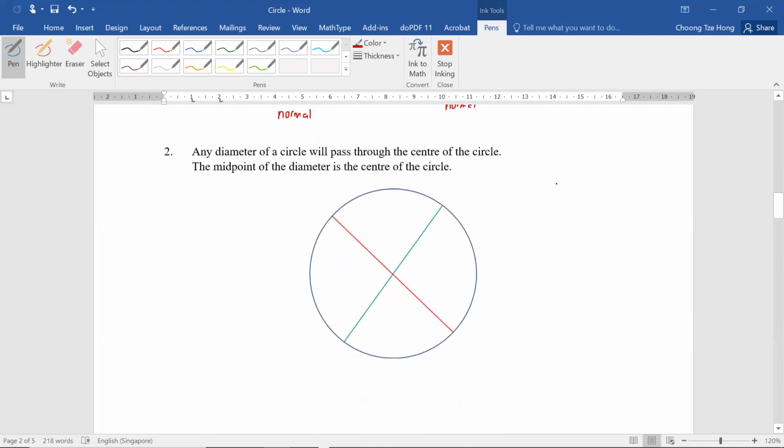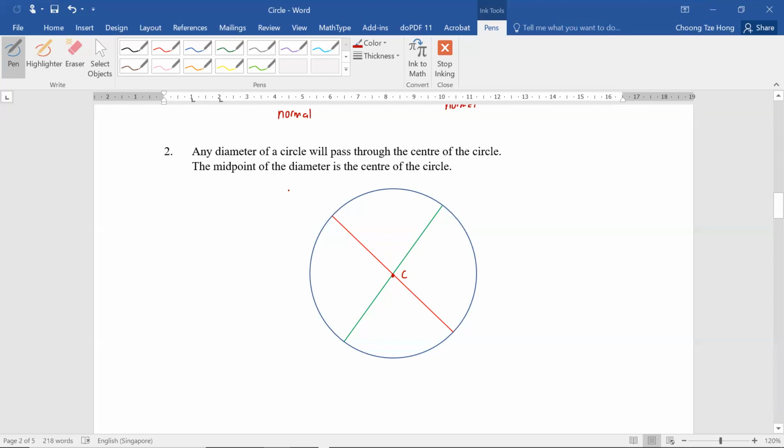So let's take a look at the second useful property. Any diameter of a circle will pass through the center of a circle, and the midpoint of the diameter is the center of the circle. So let's say this red line and this green line are diameters of a circle. Then they will definitely pass through the center of the circle. If it doesn't pass through the center, then it's not a diameter.